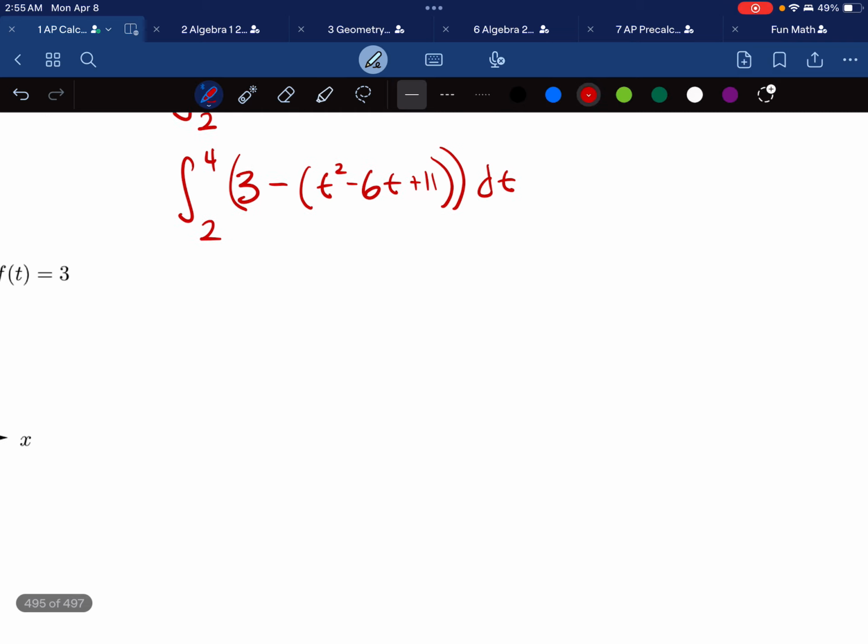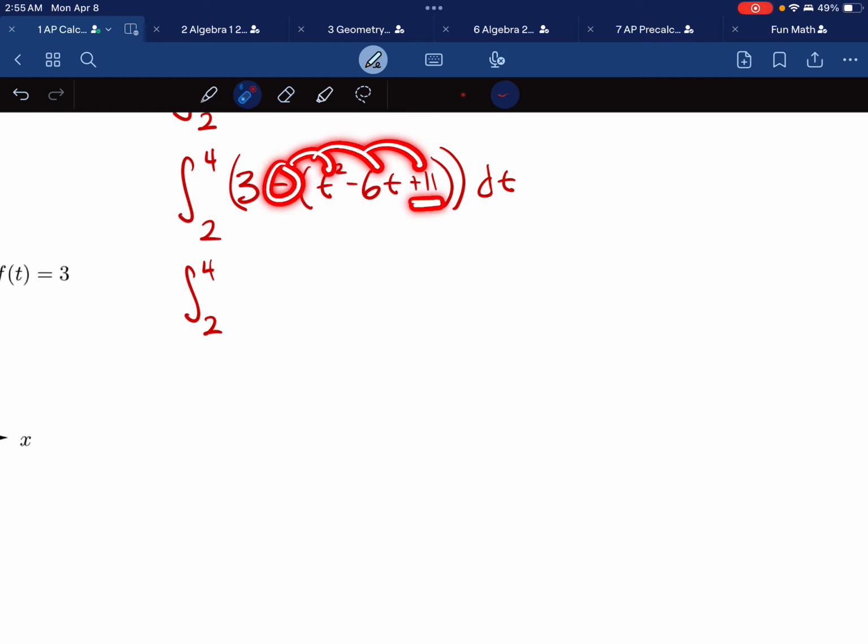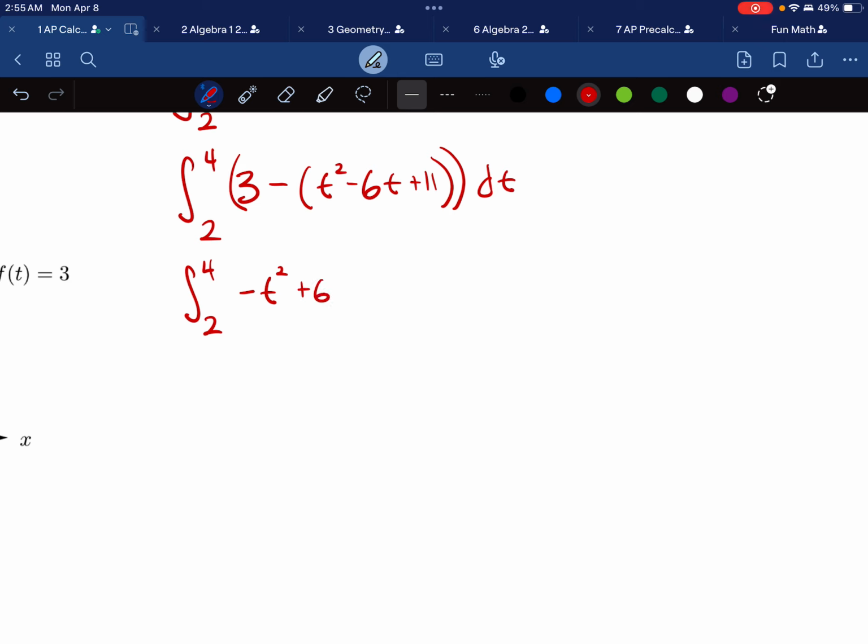With example 1, without a calculator, this is going to be the integral between 2 and 4. And then we have a negative sign that's going to be distributed in here, and then the negative 11 and 3 are going to add to a negative 8. So we're going to say this is negative t squared plus 6t minus 8, and that is all theoretically multiplied by our dt here. Do we have to worry about the chain rule? No. The derivative of t is 1. We're good.